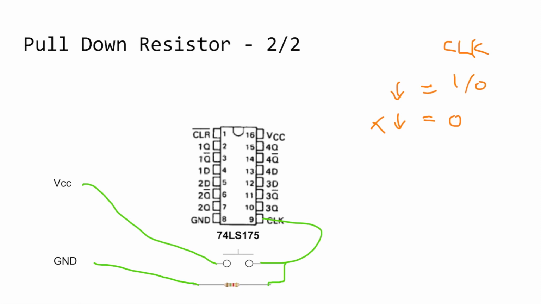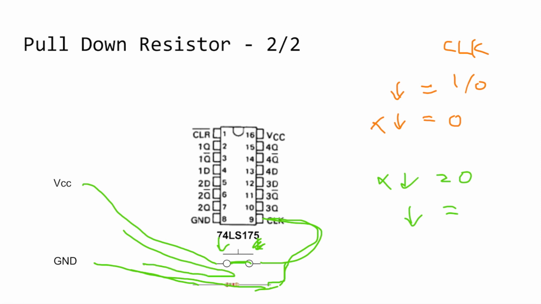So what happens now? When it's pushed down, okay, when it's not pushed down, this clock is connected to ground. So it's a 0. When it is pushed down, now the circuit is connected, this current will not flow through the ground because of this resistance. We have added some resistance over here, so the current would flow through the clock. So it will be a 1. So this is the importance of this pull-down resistor.